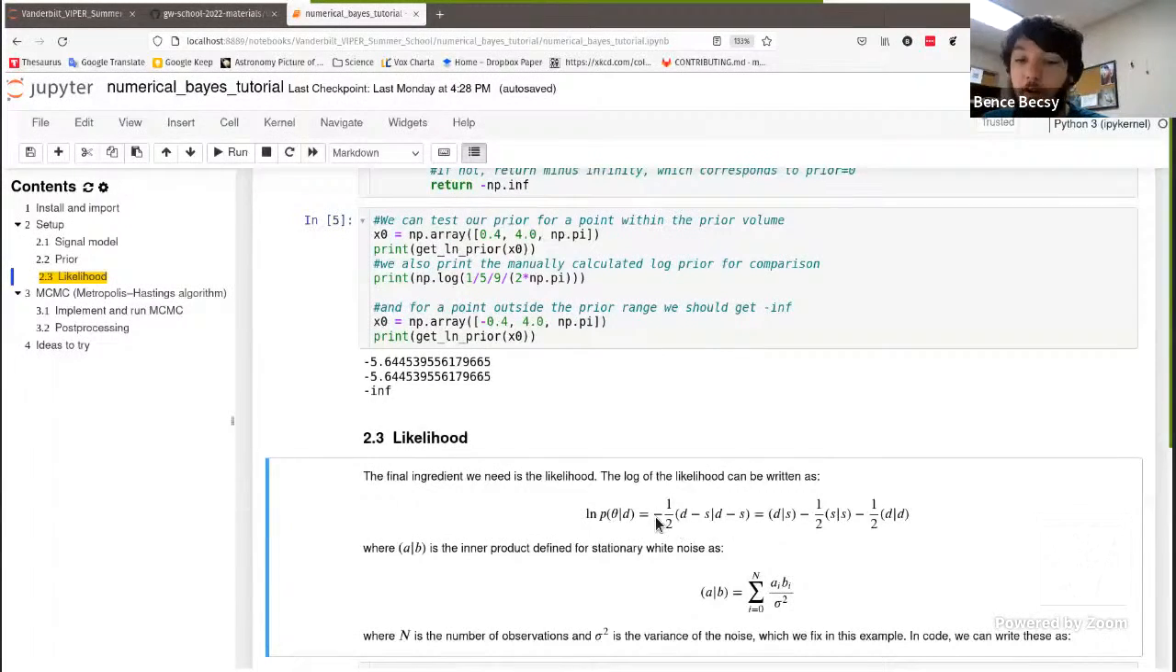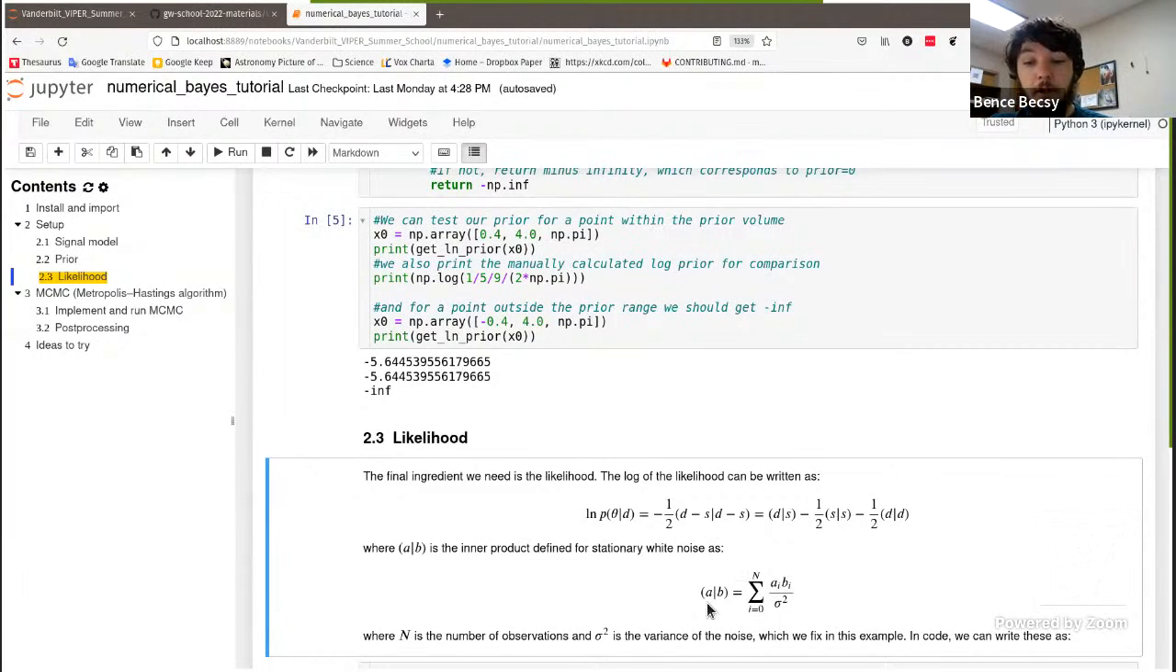When you write this out, you have 3 different inner products: data and signal, signal and signal, and data and data. The way we define the inner product here is that we are just working in the time domain, so no FFTs or anything. We have n data points, and we just assume that the noise is white noise with a uniform variance over all the observations.